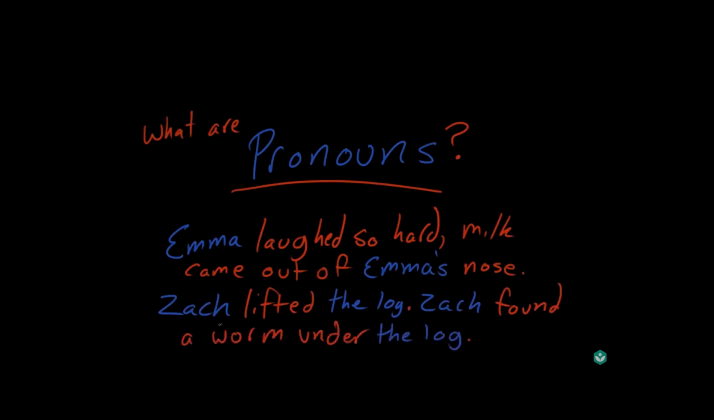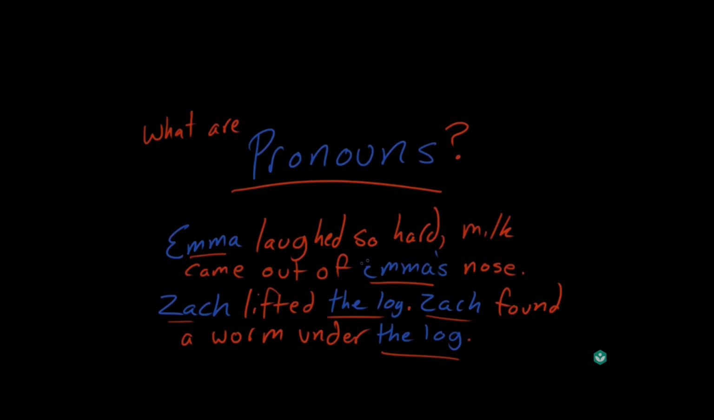So these sentences don't have pronouns, but what they do have is repeated nouns. You know, we have Emma, and then we say Emma's again, and then we say Zach and the log, and then we say Zach and the log. But people are smart, right? We have relatively long attention spans, and so if we start off a sentence talking about Emma, and we're pretty sure that we're still talking about Emma, we don't need to say that name twice. We don't need to say Emma and then Emma again.